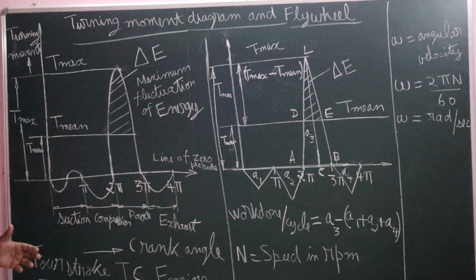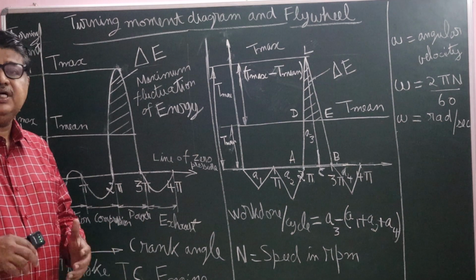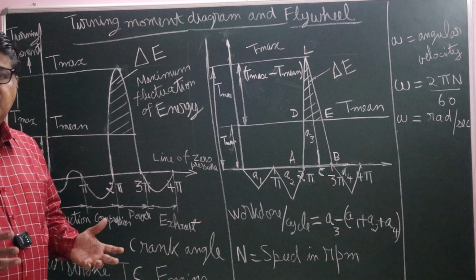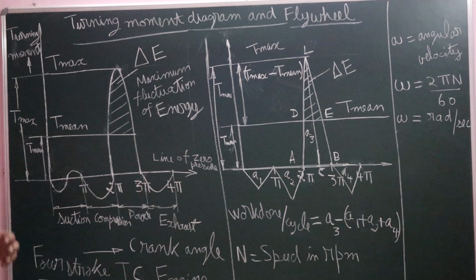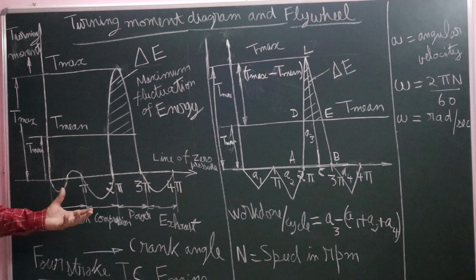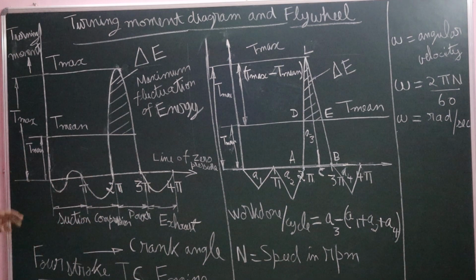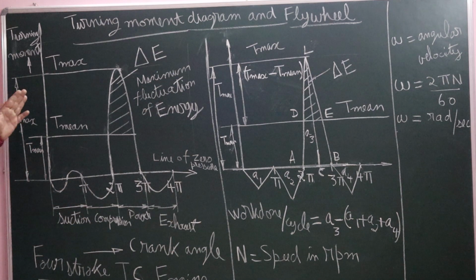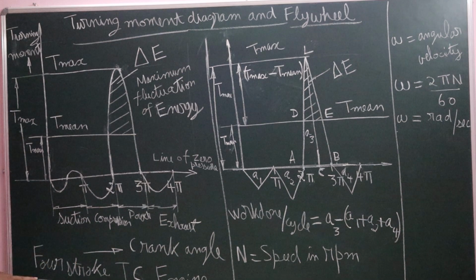So here, what is the purpose of flywheel? The flywheel is a device which absorbs energy when there is excess of energy, and it gives out its energy when there is a requirement of energy. Right. So here, in an internal combustion engine, the flywheel plays a major role. This is a 4-stroke internal combustion engine. This diagram is a turning moment versus crank angle diagram for a 4-stroke internal combustion engine.